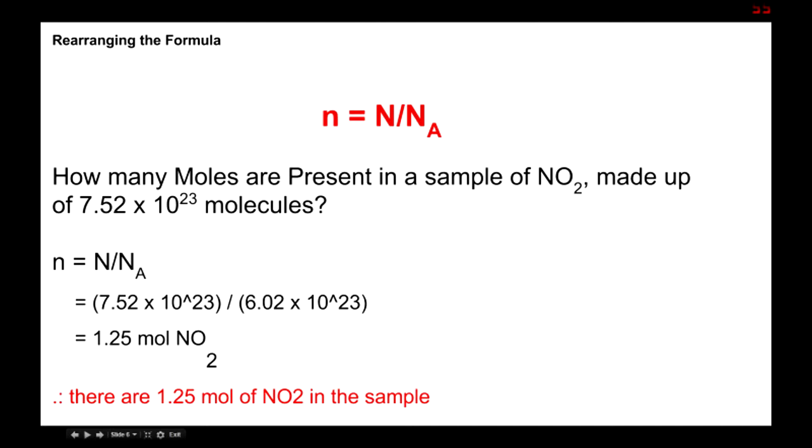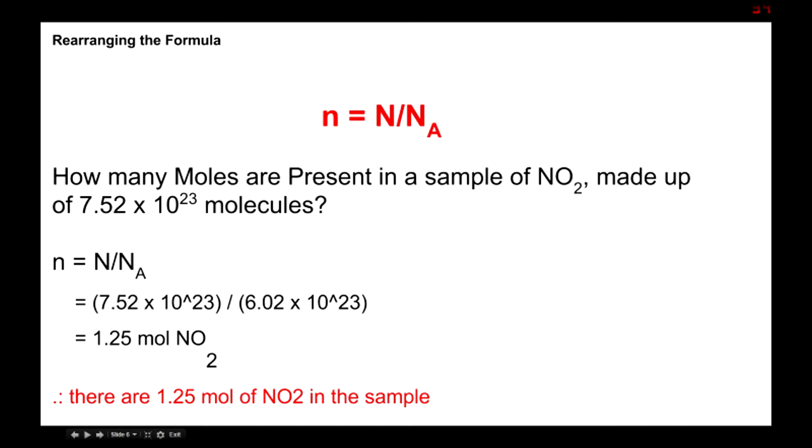Alright, so rearranging the formula. So a lot of times we won't get questions like the one that I've been previously telling you guys about. So we might get something like this. How many moles are present in a sample of nitrogen dioxide made up of 7.52 times 10 to the power 23 molecules? So to do that, we need to rearrange the formula.